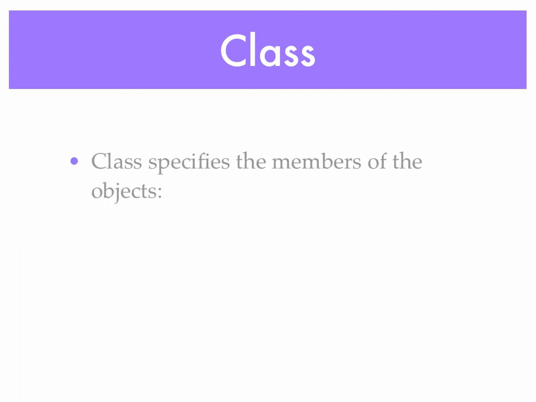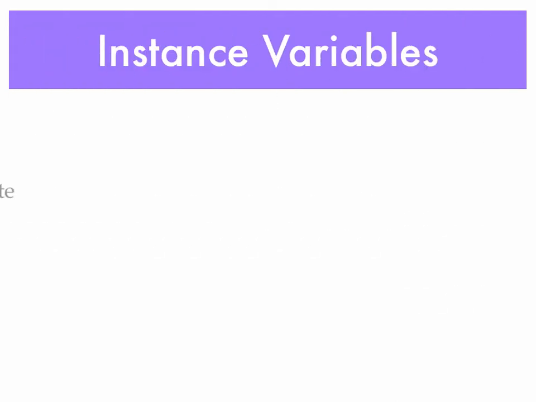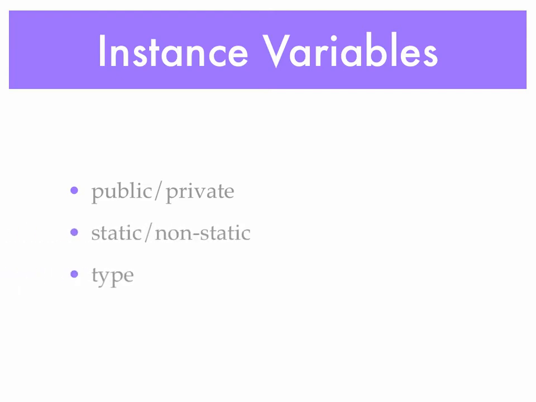So, what's a class? Well, a class specifies the members of the objects. And when we talk about the members of the objects, we're talking about first the attributes of the class. We call those instance variables. And then the actions that the class can complete, we call those methods. So when we define a class, we define the attributes of the class, the instance variables, and the actions that instances of that class can complete, the methods. Now, instance variables can be public or private. They can be static or non-static, and they are of a certain type, that is, one of the primitive types, or of a class type.